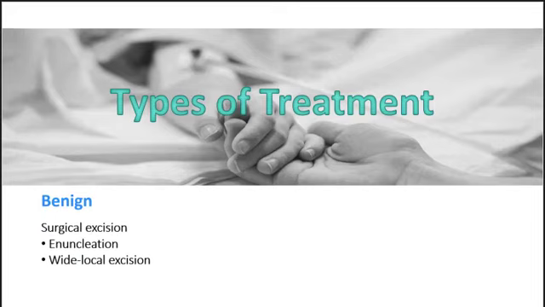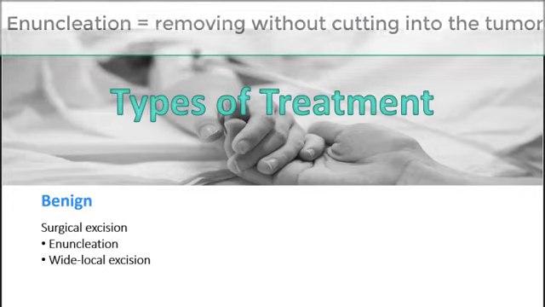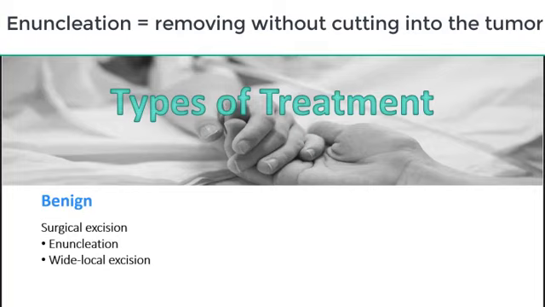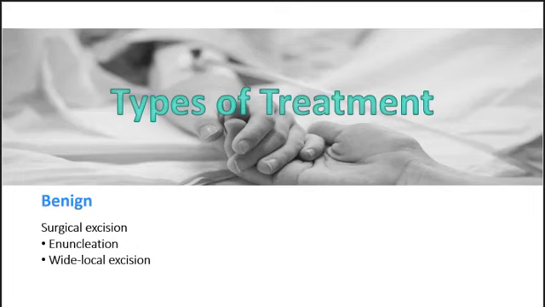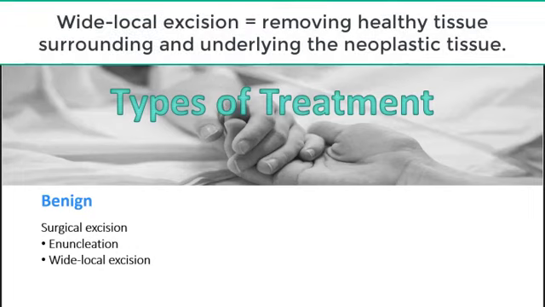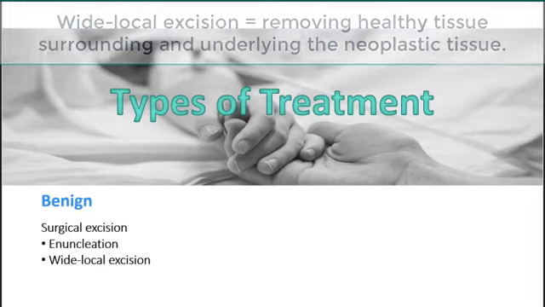With a benign tumor, these are usually going to be surgically removed. Typically, a surgeon will attempt to remove that lesion without actually cutting into the lesion itself. That is what we call enucleation. So they're going to try to remove a portion of healthy tissue surrounding that lesion as well, in order to ensure that they've removed the entire lesion. That is what we call wide local excision.